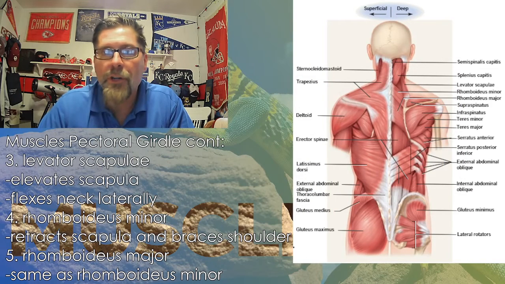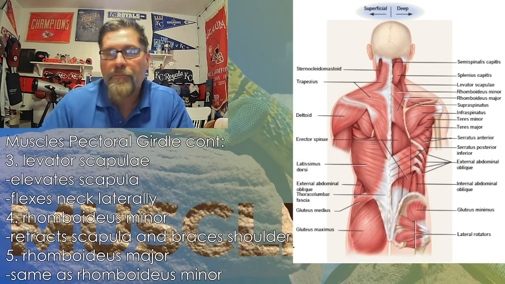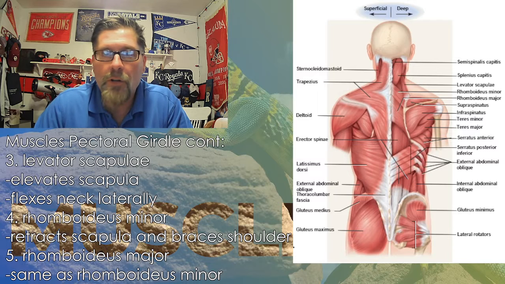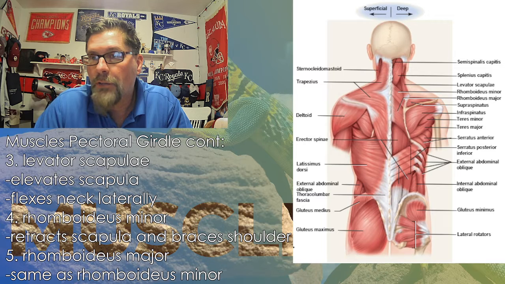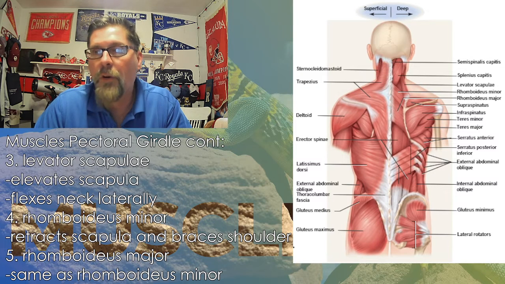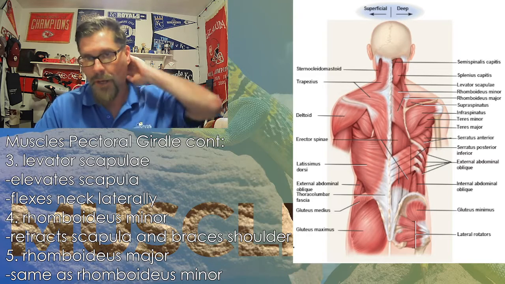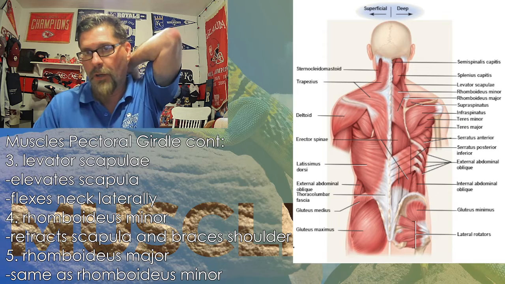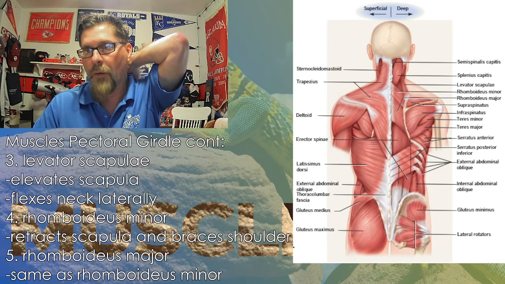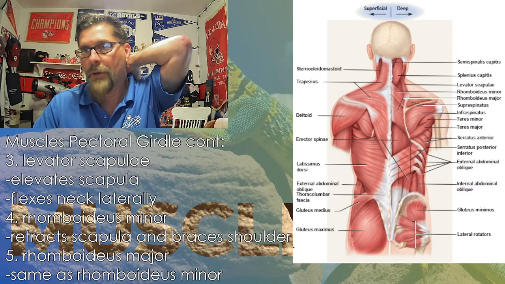Okay, so continuing to look at the pectoral girdle muscles. We talked about the traps. Now we're looking for the rhomboids. You'll see those on the right hand side, the fourth and fifth word down. We had the traps, those big muscles. The rhomboids are the smaller ones, right below that. They're a little bit deeper.